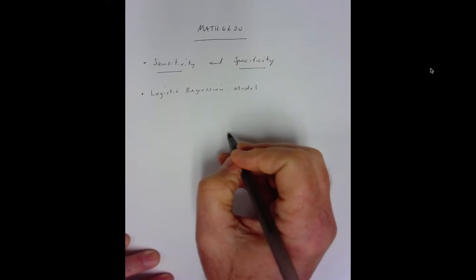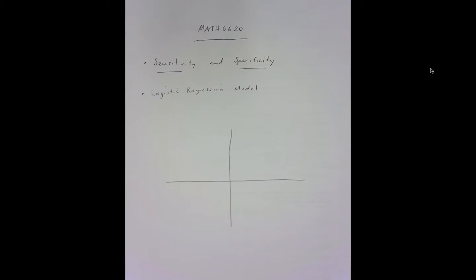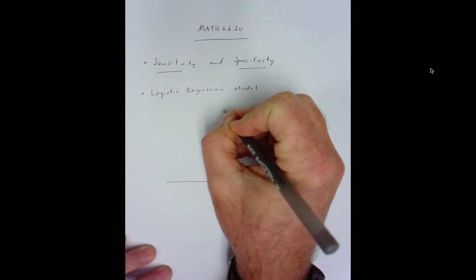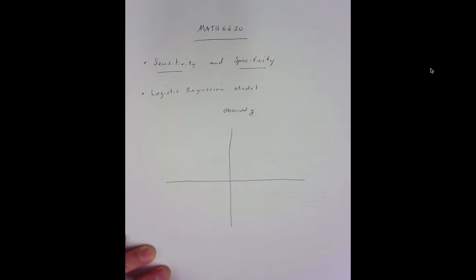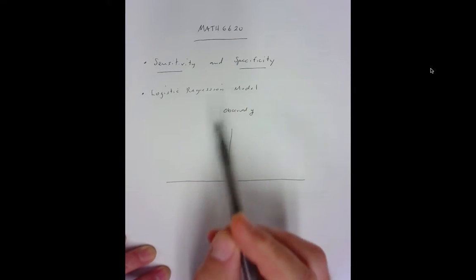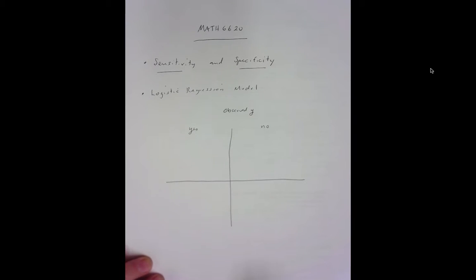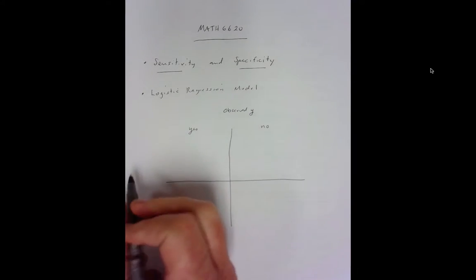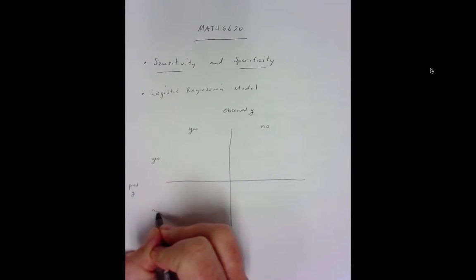Now, I like structure. I think most mathematicians like structure. I like to think of sensitivity and specificity as a 2x2 table. If we think about our observed y, and since we're looking at this in the context of a logistic regression model, then our observed y is dichotomized. So the observed y is either yes or no, true or false, some sort of coding that's been classified as one of two ways. Next we have our predicted y, and I like to set up my table as yes and no.